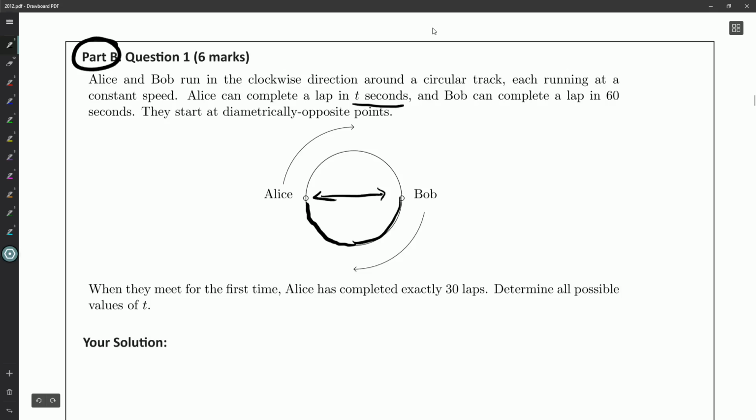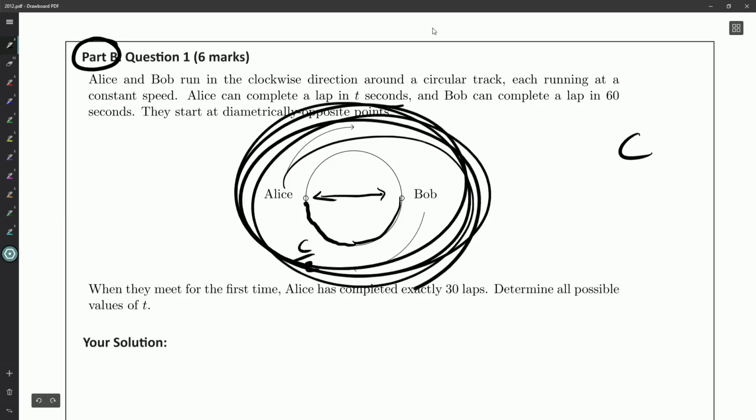So they never actually tell us the lap distance, but if we said it's L, or C for circumference, I'm going to go with C for circumference. So the length of the track is C. So Bob is C over 2 before he's where Alice is originally. And when they meet for the first time, Alice has completed exactly 30 laps. So she's gone around and around 30 times, and she's back here. She and Bob meet for the first time.